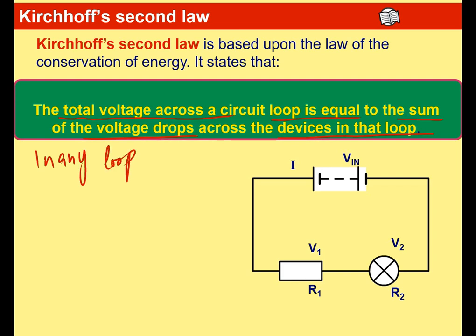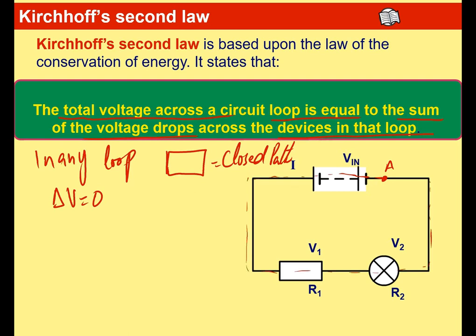So what is a loop actually? If you remember from the previous video, I explained to you, a loop is a closed path. So it's closed. Okay, so this is an example of a loop. So in any loop, delta V has to be equal to 0. So you can see from here, if I start from this point, let's say this point is A, if we go anti-clockwise and we come back to the same point, we have one loop. So in this case, delta V has to be equal to 0.